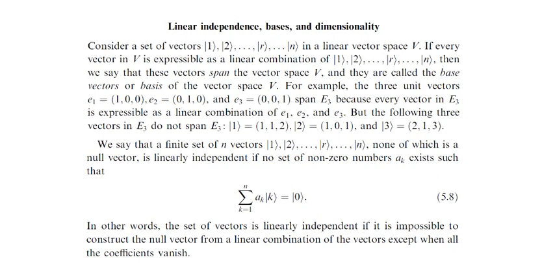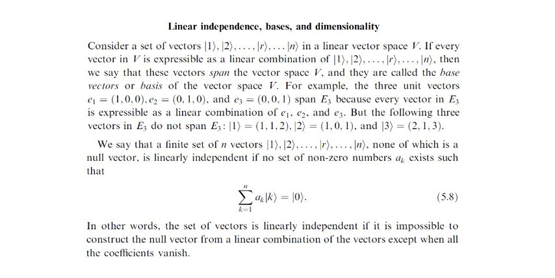So you can say that this set of vectors E1, E2, E3 span the three-dimensional Euclidean space. Similarly, for any vector space, you can find a set of basis vectors in terms of which all vectors in the vector space can be expressed. Such a set of vectors is said to span the entire vector space and they are called base vectors or basis vectors.